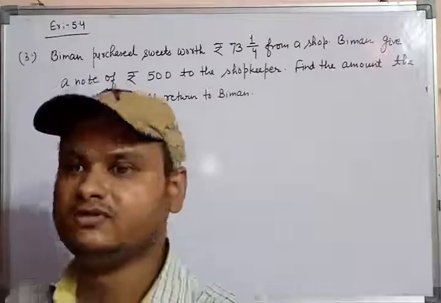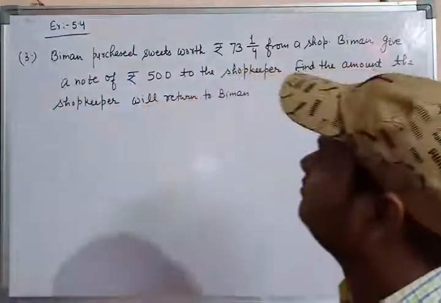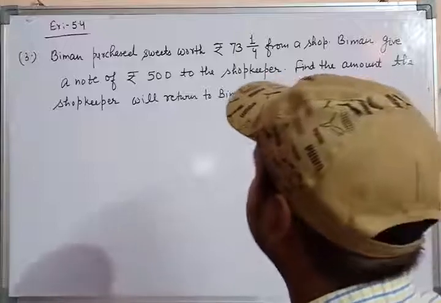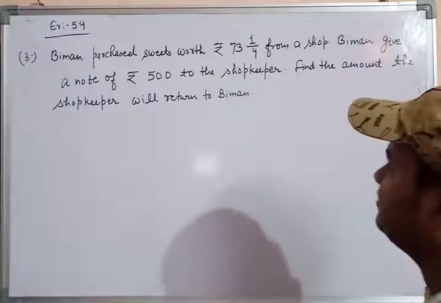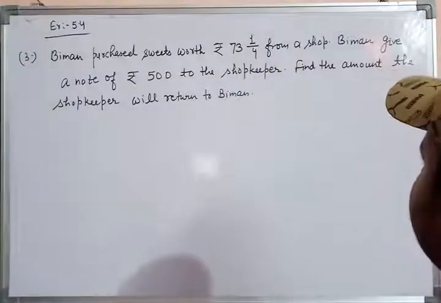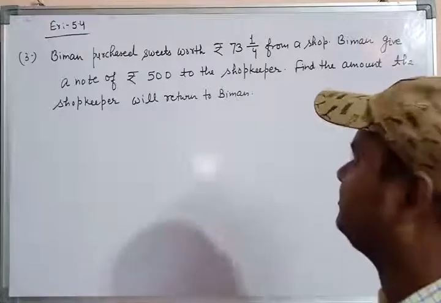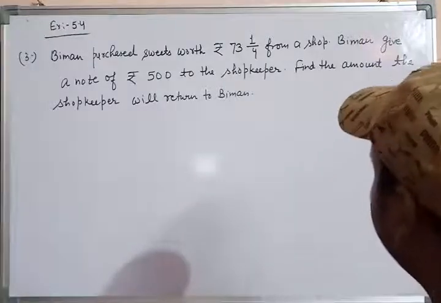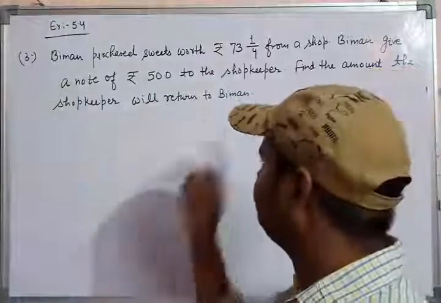Now students, we are moving to the third question. A woman purchased sweets worth rupees 73 and 1/4 from a shop, and the woman gives a note of rupees 500 to the shopkeeper. Find the amount the shopkeeper will return to the woman.